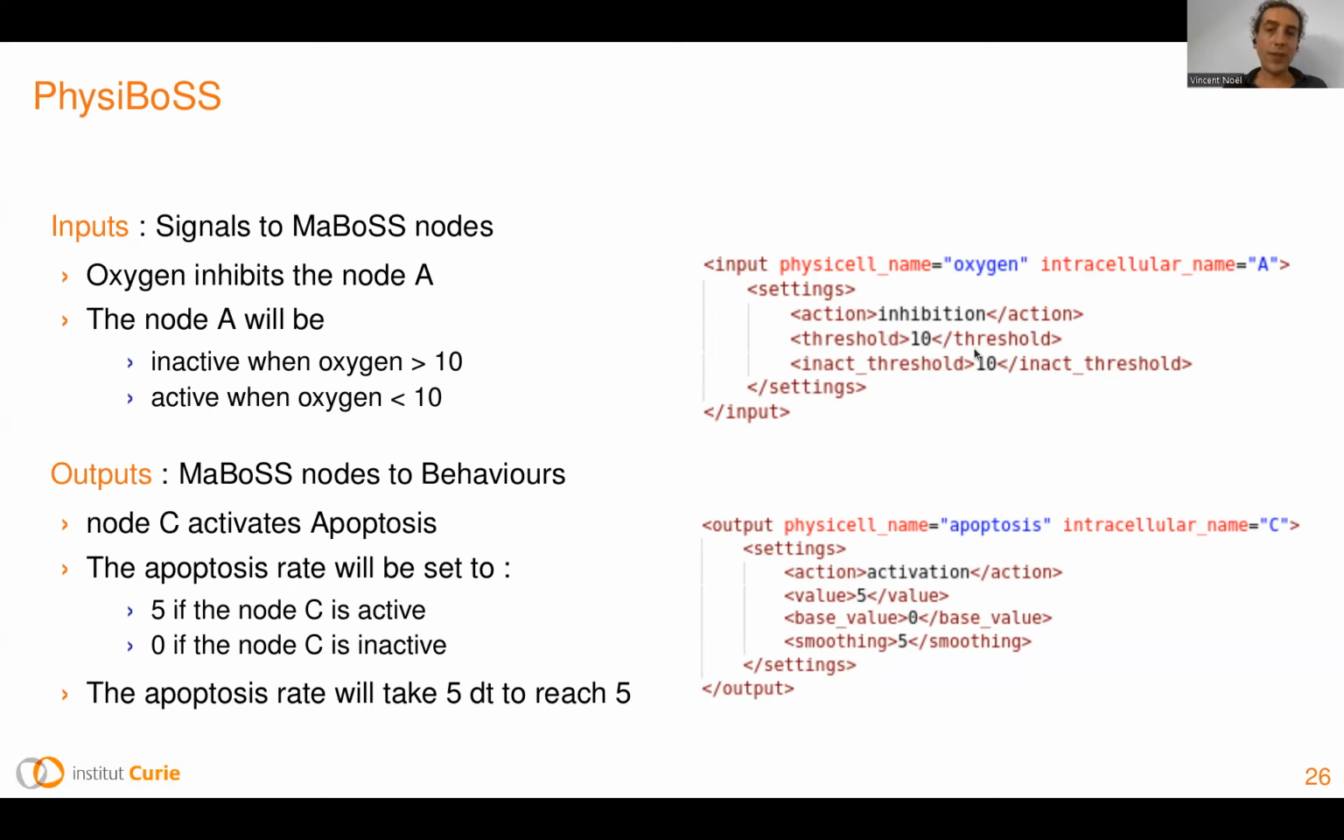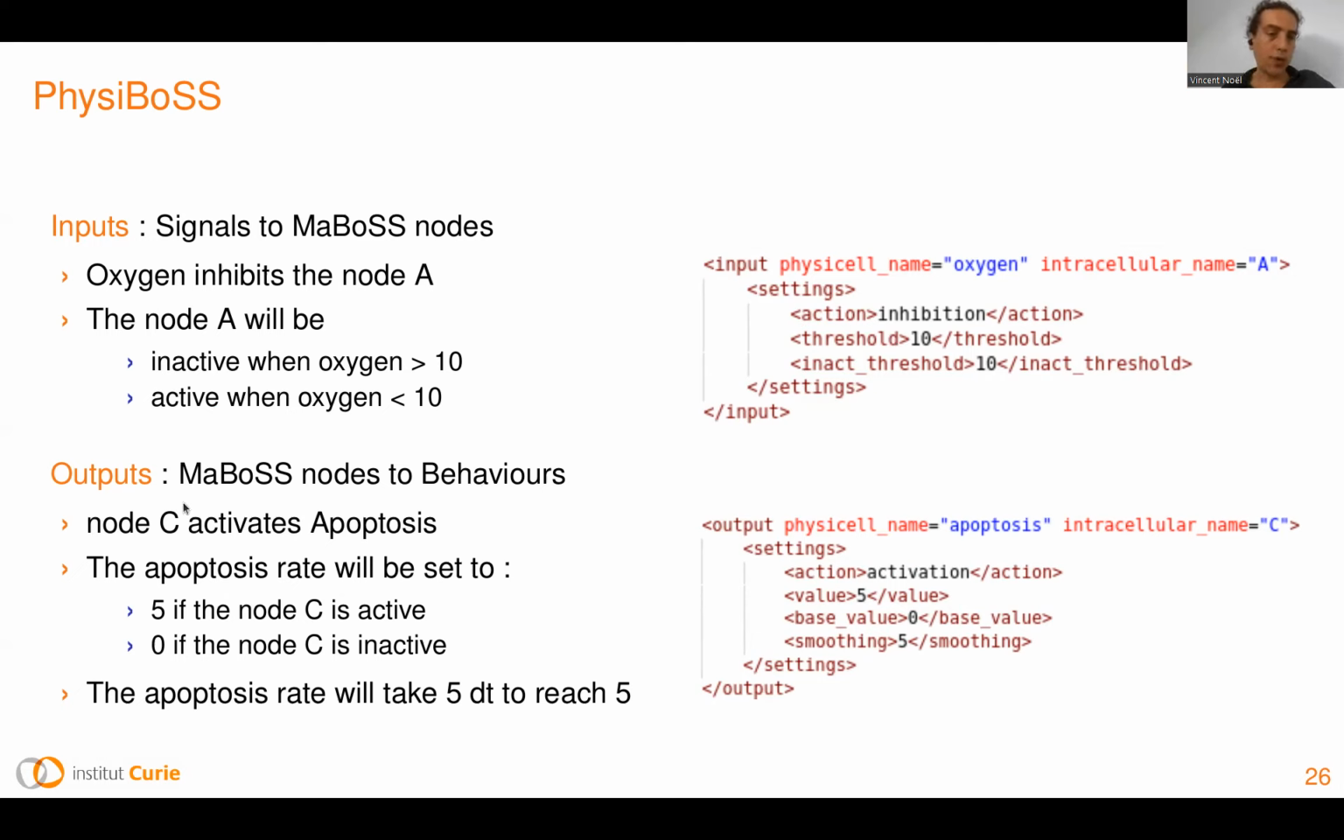And then we can define another threshold, which is optional, but it is the value on which, once A is inactive, the value will be needed to turn A active again. And in this case, it will be the same threshold. So once oxygen goes below 10, A will become active again. Then the second part of the mapping are output nodes. So this time linking MaBoSS output nodes to PhysiCell behaviors.